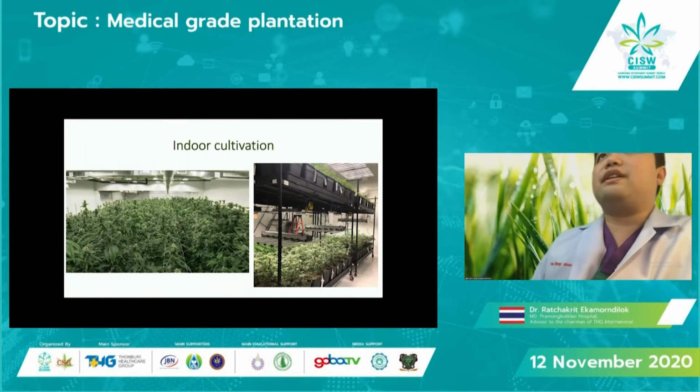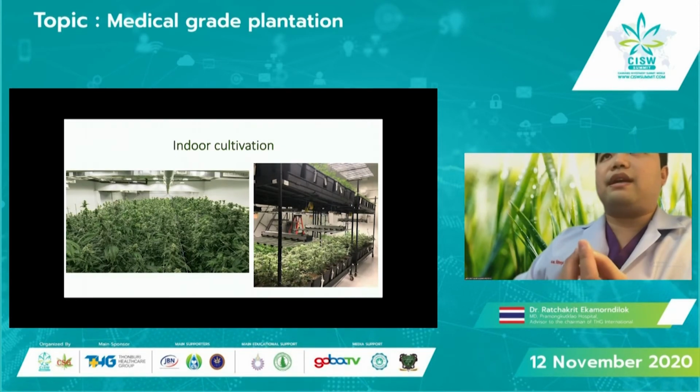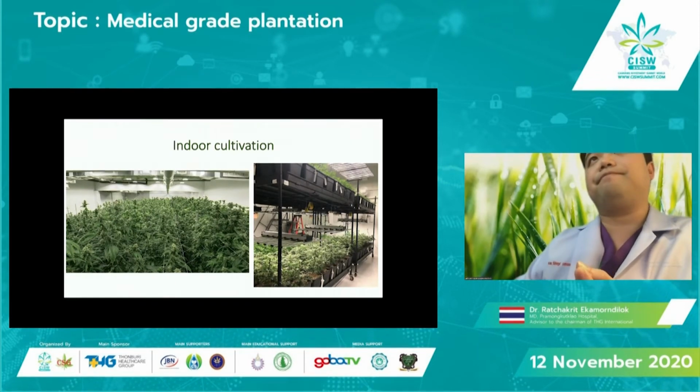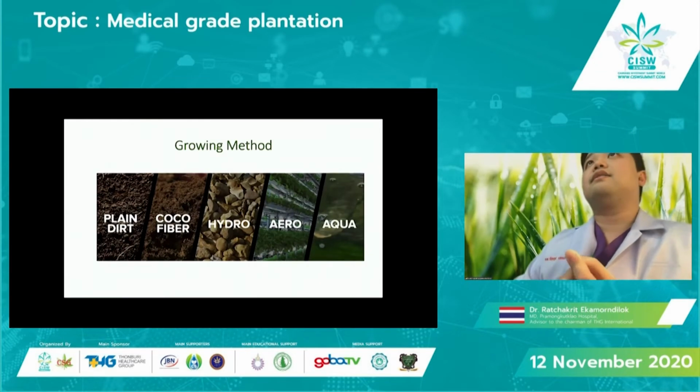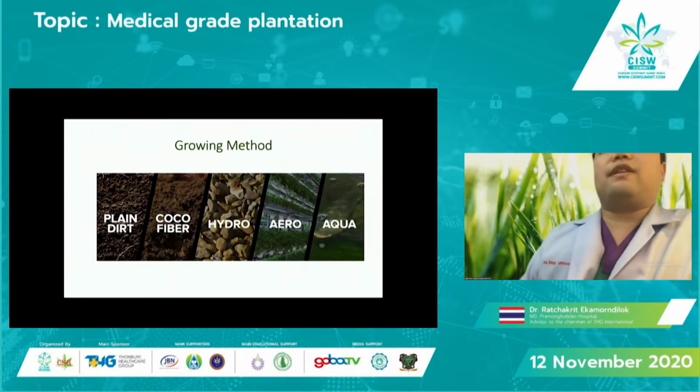And the last one is indoor cultivation. Very, very expensive, but everything is under your control: the lighting, the air circulation, the temperature, and the pests. But it's the most expensive.